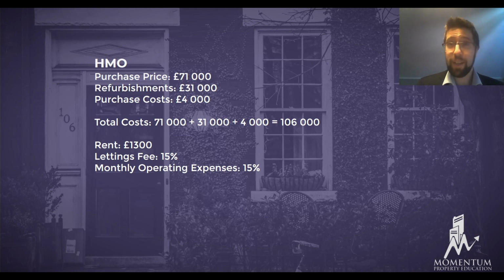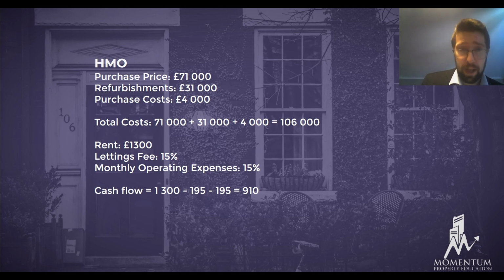All right, great. I'm betting that you paused this video, so I'm going to keep going. But if you didn't, pause it now, do the math, because the more you practice yourself, the better you get. Well, let's do it together now. So our cash flow is £1,300, that's our rent in, minus our letting fee of £195. So 15% of 1,300 is £195. Our monthly operating expenses, also 15%, so also £195. Again, we had a mortgage, so that would be subtracted as well, but we're not calculating with that now. So pre-mortgage, our cash flow is £910 per month.